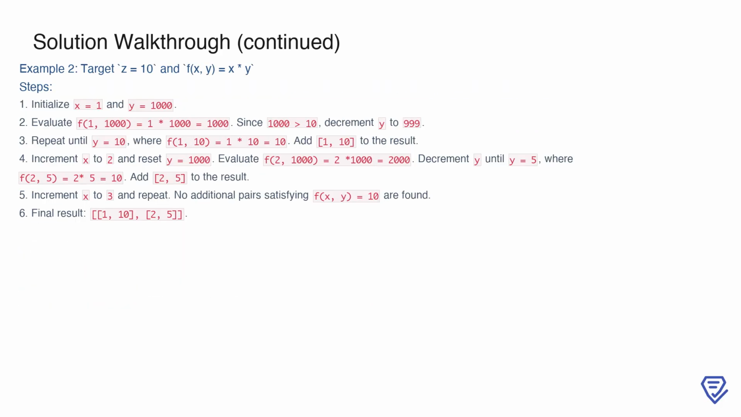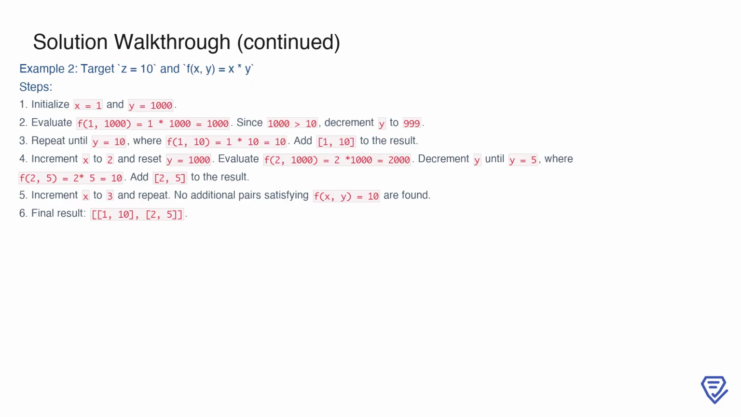Now, let's take another example where the target z is 10, and the function is defined as f(x, y) equals x asterisk y, meaning the product of x and y. We start with x equals 1 and y equals 1000. Calculating f(1, 1000), we get 1000, which is much greater than our target. To reduce the value, we decrement y until it equals 10, where f(1, 10) equals 10. This matches our target, so we add the pair (1, 10) to our result. Next, we increment x to 2 and reset y to 1000.